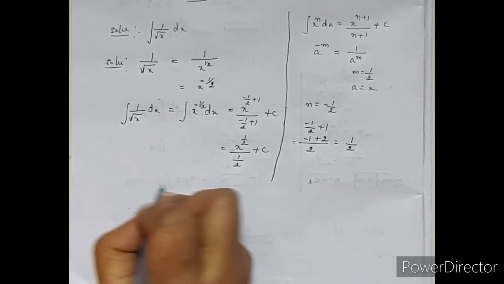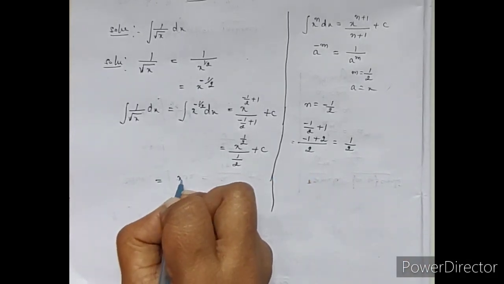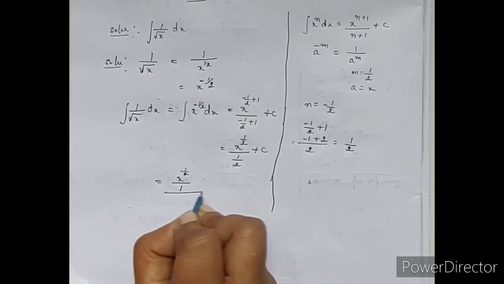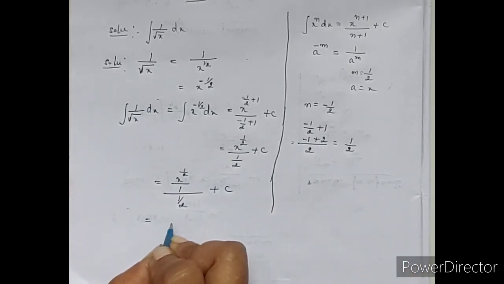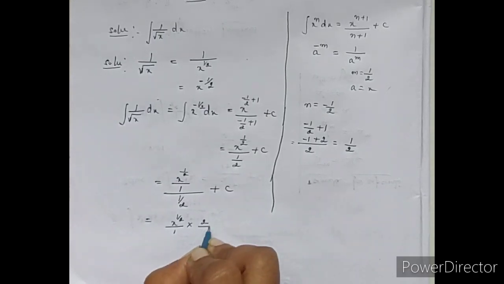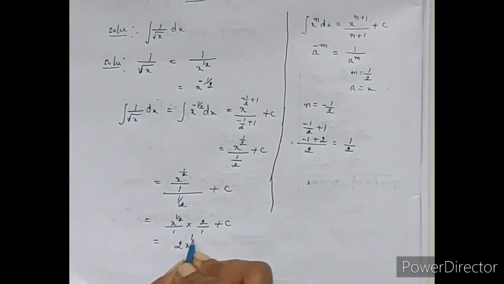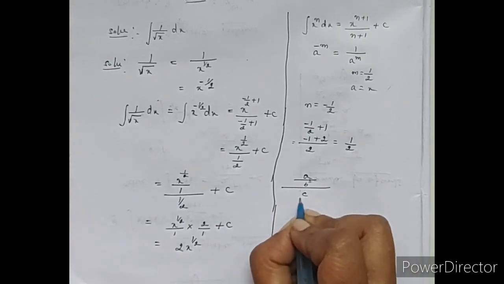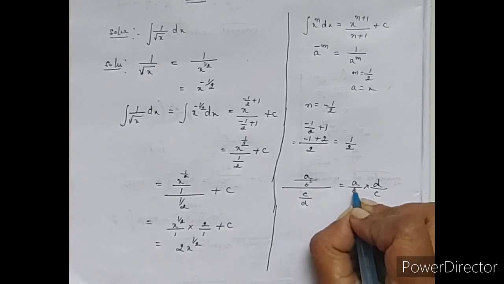So that is equal to x to the power of 1 by 2 divided by 1 divided by 2, plus the constant of integration c. So therefore you can write x to the power of 1 by 2 by 1 into 2 divided by 1, plus the constant of integration c. So that is 2x to the power of 1 by 2. So according to the rule, which rule? a by b divided by c by d can be written as a by b into d by c.